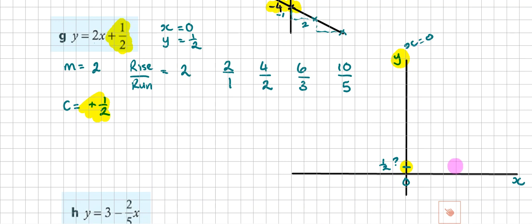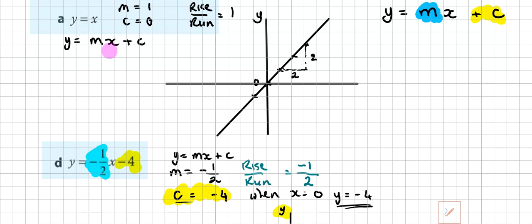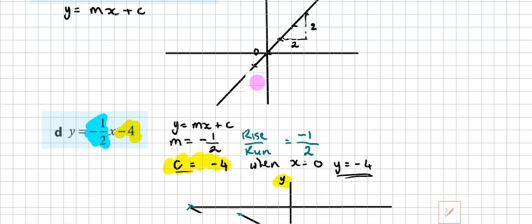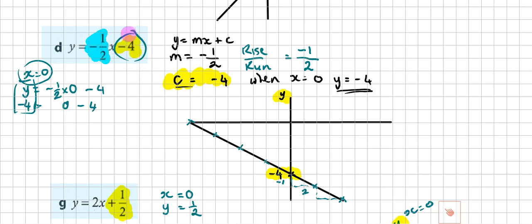Okay? So if we go back, look, all of these. This one, mx plus c, well, we knew c was 0 because there was no adding anything on. In this case, c was -4. So if x equals 0, y will equal -1/2 times 0, subtract 4. What's -1/2 times 0? 0. So we end up with 0 minus 4, which is -4. So y equals -4 when x is 0, which is just that number, right?